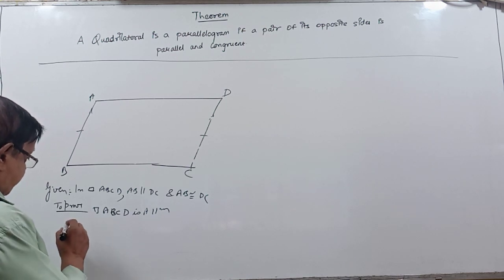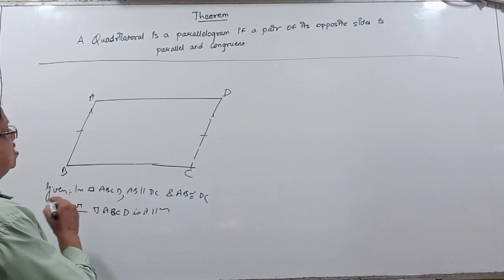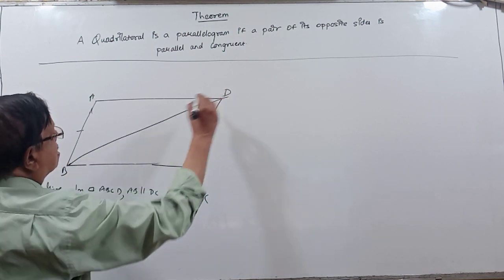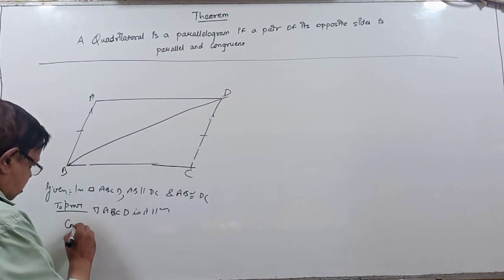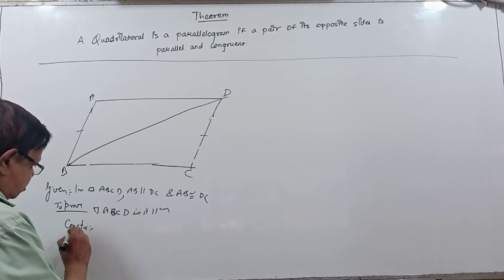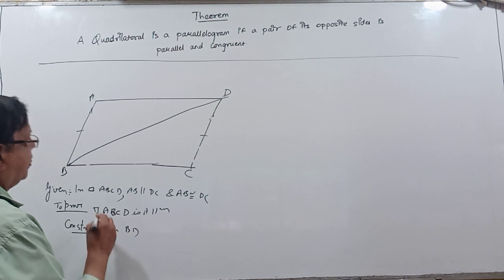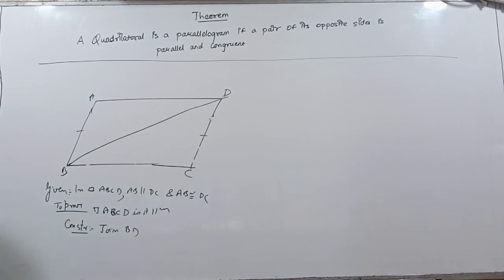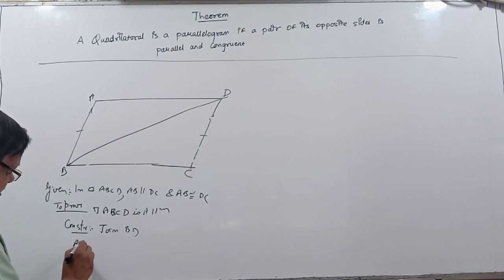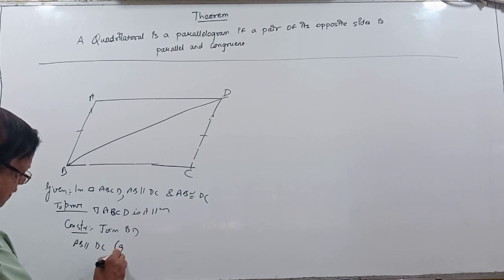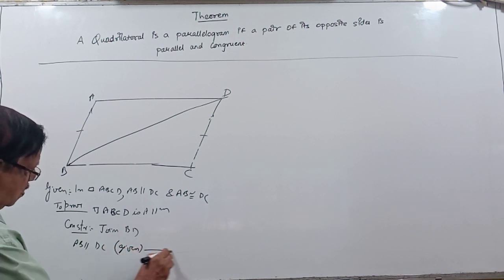So we will start the proof. We will do one construction. What is the construction? Join BD. Now we know that this is parallel to this. AB parallel to DC, given. 1.